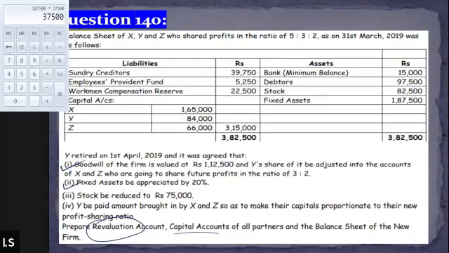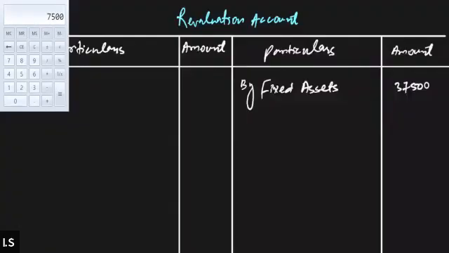Stock is to be reduced to 75,000. Earlier the stock was at 82,500 and we need to revalue it at 75,000. That means there is a reduction in the value of the stock by 7,500, right? So we'll go to the revaluation account on the debit side this time and write down to stock 7,500.